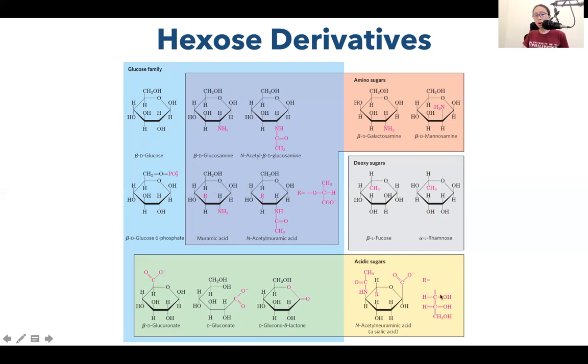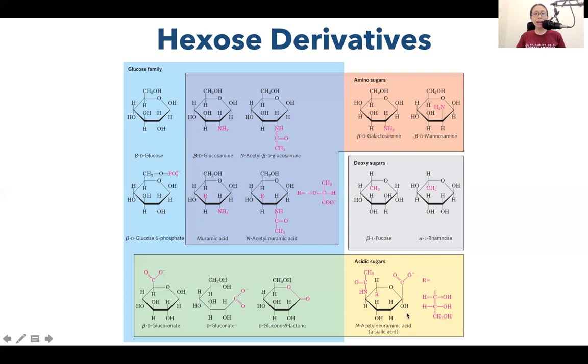And then finally, we have a bit more complicated derivative. Here we have N-acetylneuraminic acid, which is commonly known as sialic acid. There are 3 derivatizations performed here. At carbon 1, we find an additional carboxyl group attached. We see an N-acetyl functional group attached to carbon 4. And at carbon 5, we see a 3-carbon chain attached to it.